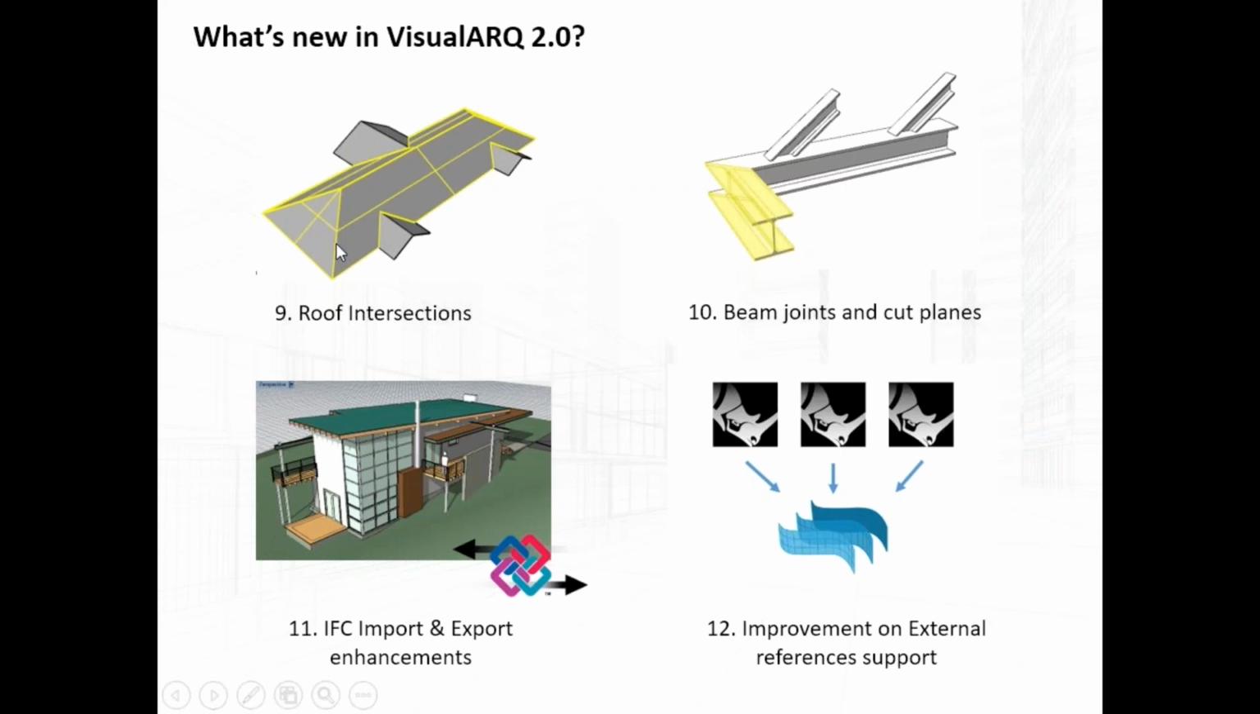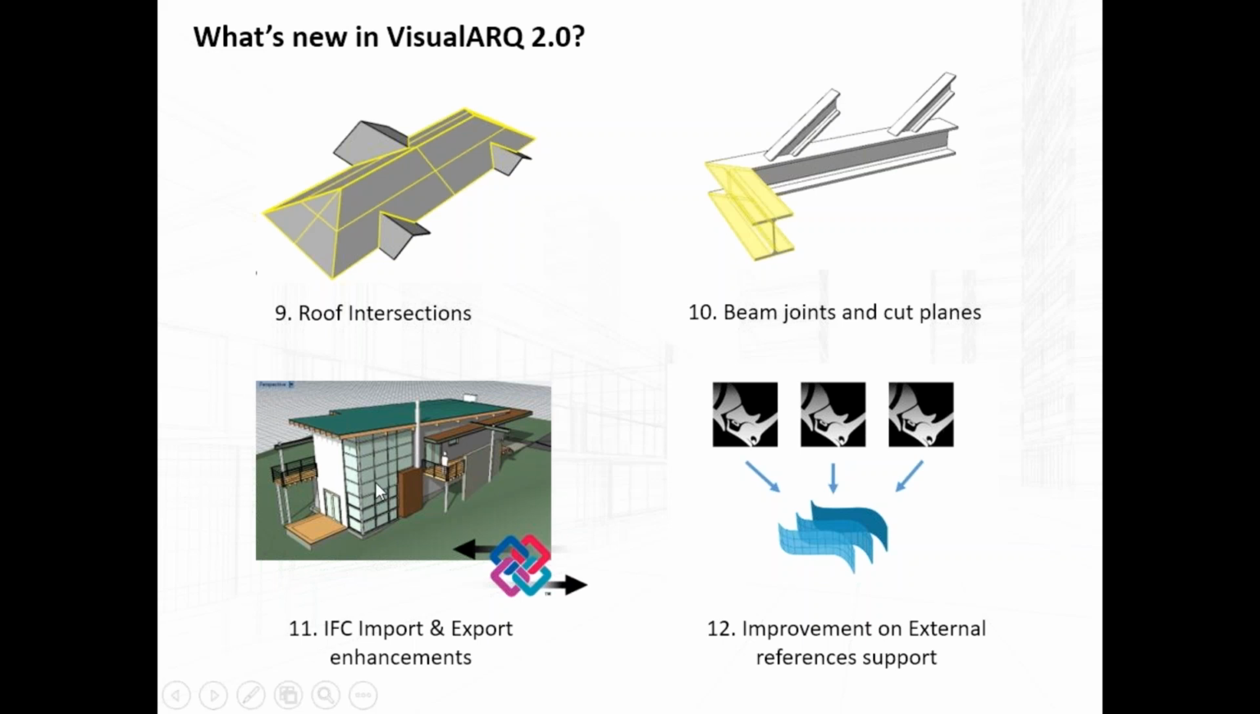We have added more intersections for roofs, so they intersect each other, allowing more options for roof design. Also, we have added joints for beams and different options at cap ends. You can define the ending of a beam as vertical, horizontal, or perpendicular.